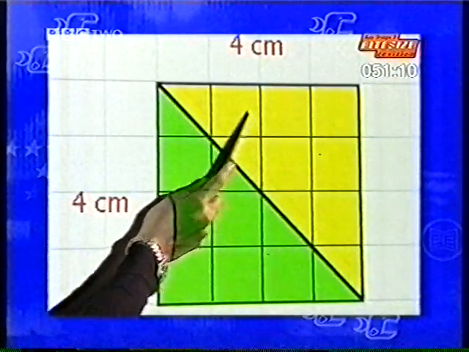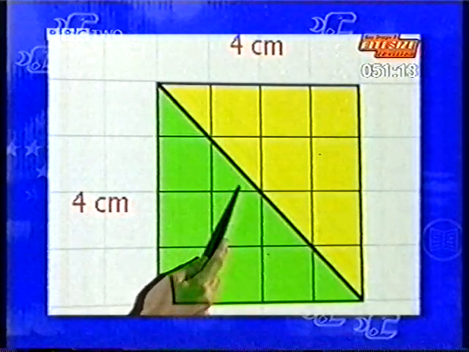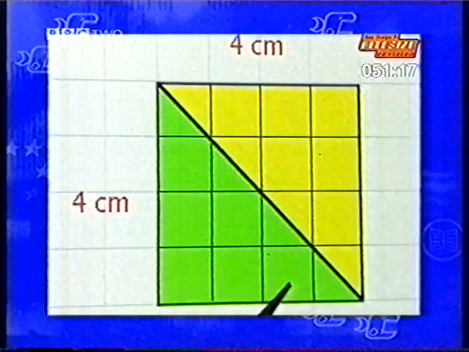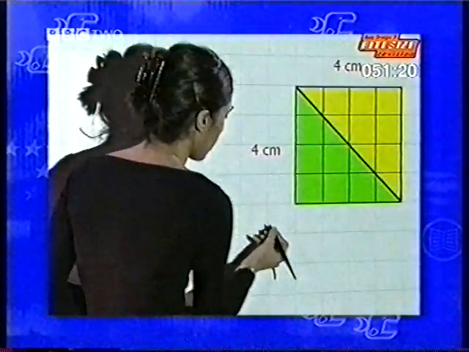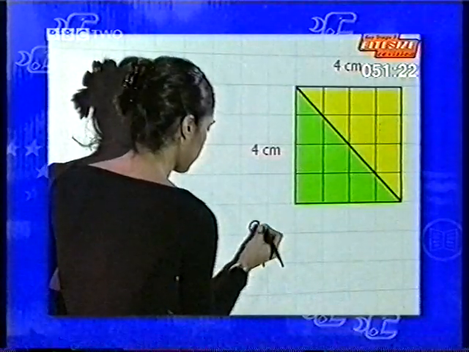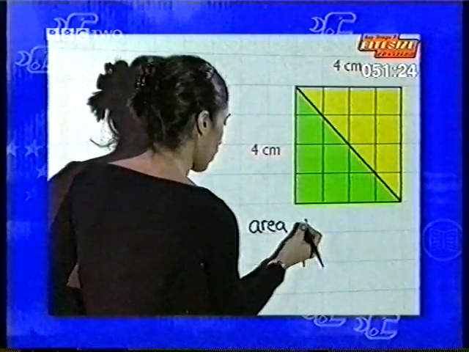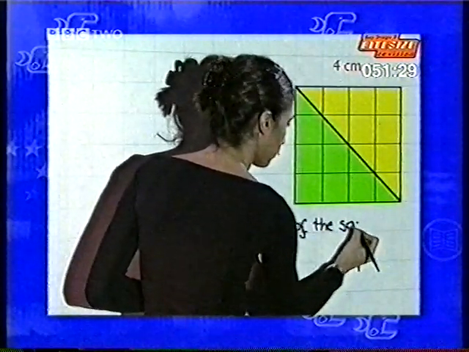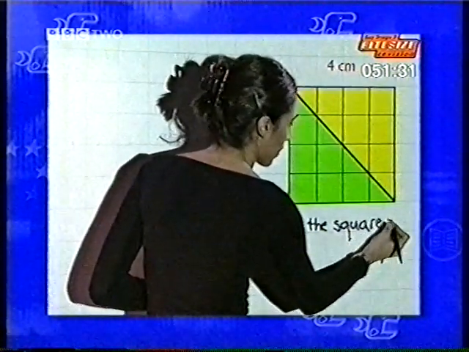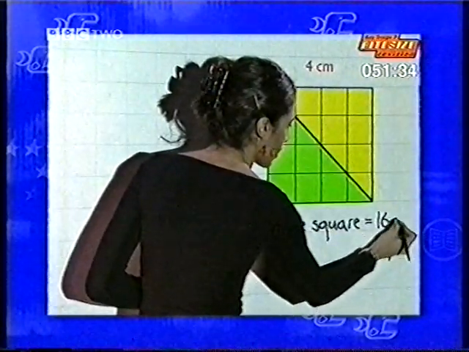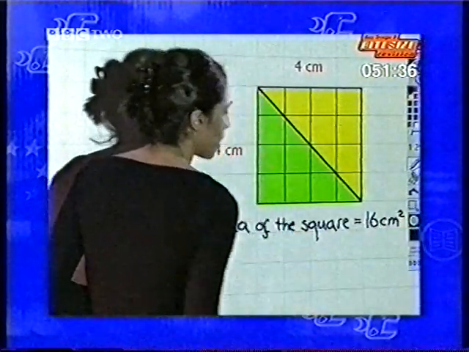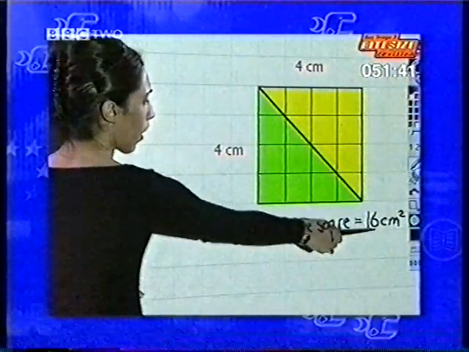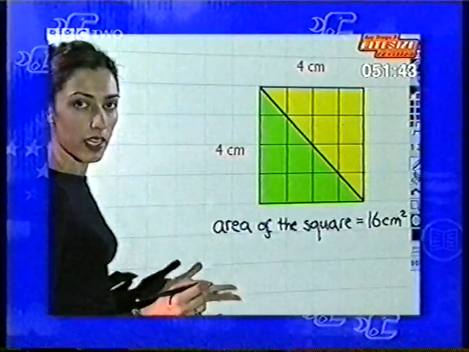So you've got 1, 2, 3, 4, 5, 6, 7, 8, 9, 10, 11, 12, 13, 14, 15, 16. So the area of the square equals 16 centimetres squared. Now we want to find half of that to find the area of the triangle. Half of 16 is 8.